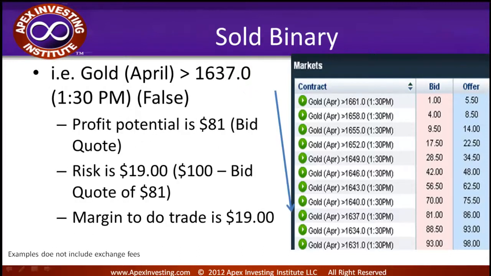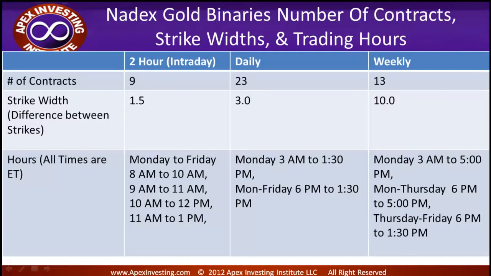If we sold the gold April futures contract strike that says gold will be greater than 1637 at 1:30 p.m., we're saying the statement is false. We're saying it'll be less than or equal to 1637. The profit potential in this trade is actually the bid quote, $81. Well, the risk is $100 minus 81, so the risk is $19, and therefore the margin to do the trade is also $19.